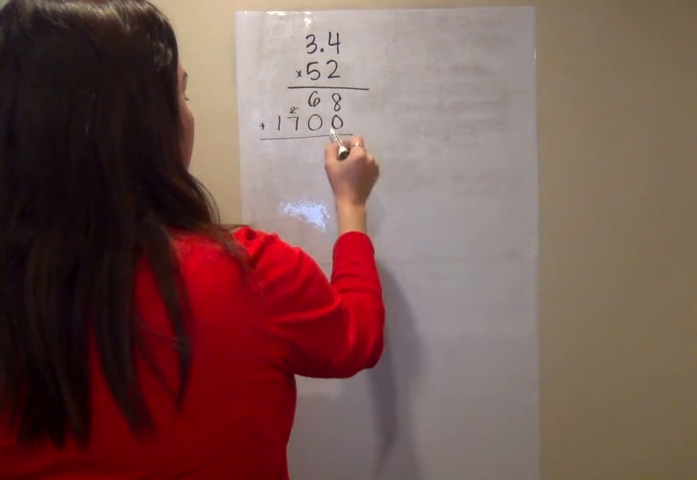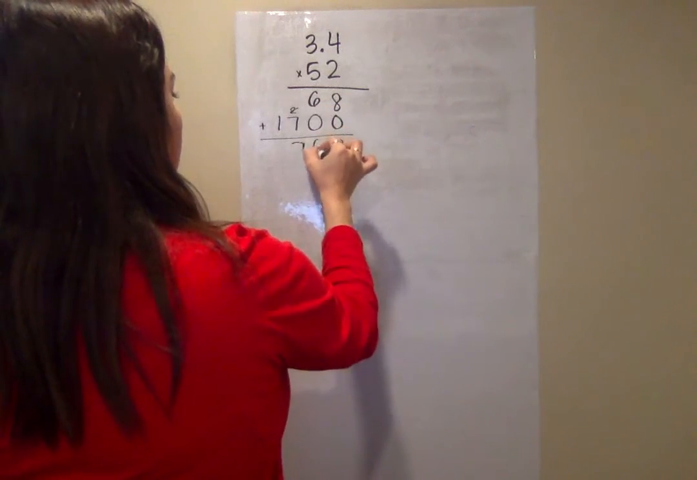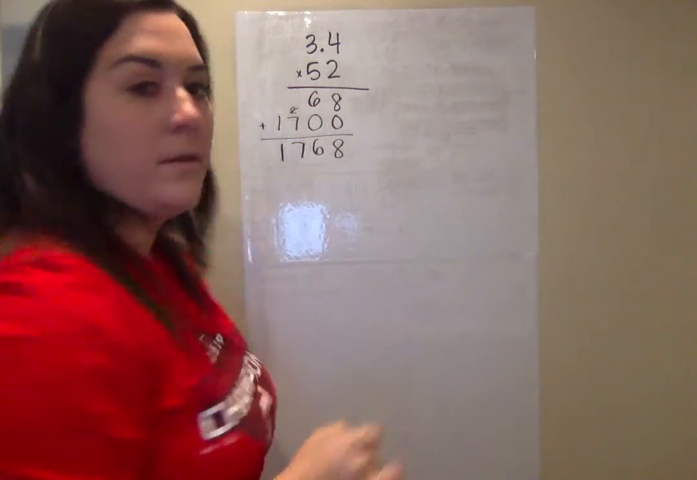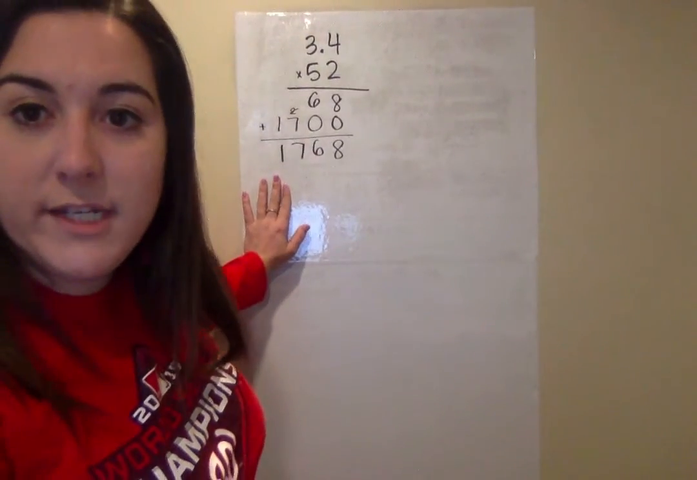Okay. When I add these together, I get 8. 6 plus 0 is 6. 7 plus 0 is 7. And 1 plus 0 is 1. Okay, so I see that I also got 1,768 like she did.